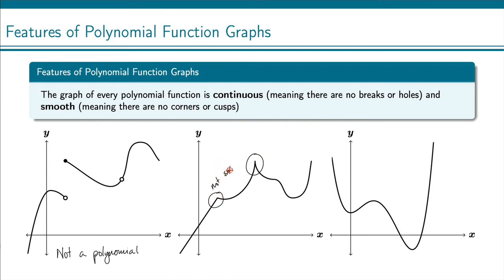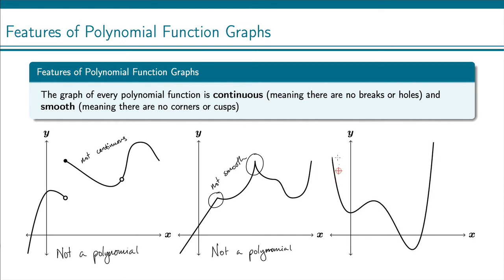Not smooth. I should say over here that this was not continuous. Not continuous. And so because it's not smooth, we can say that this is not a polynomial, or to be more precise, this is not the graph of a polynomial function.